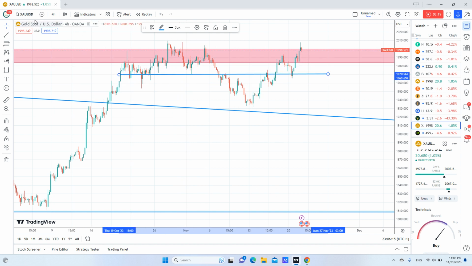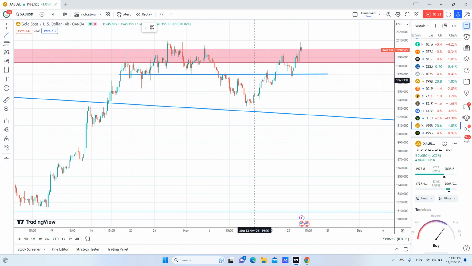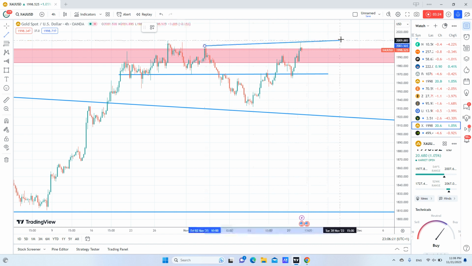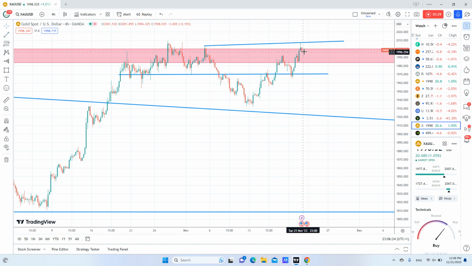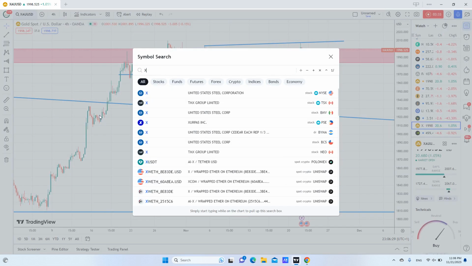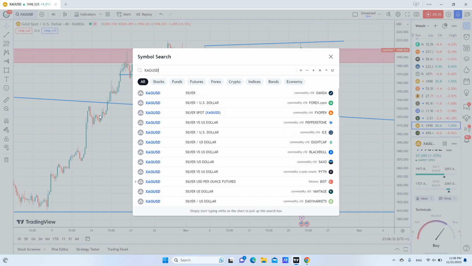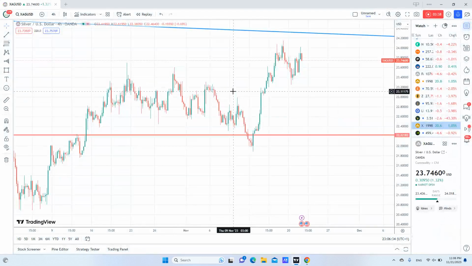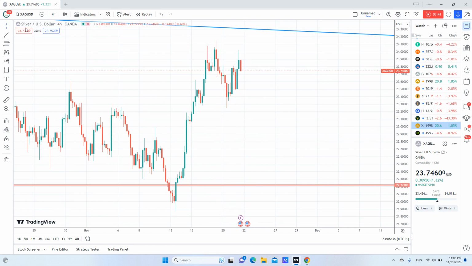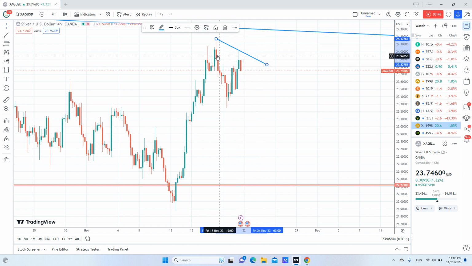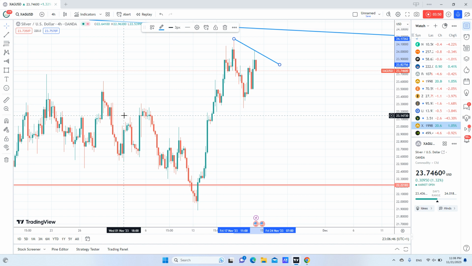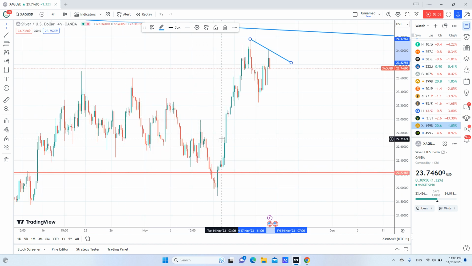And we can also look at silver, because here you can see that gold made a higher high while silver didn't. Actually, I will show you. Here is silver. It didn't, and it started going down from this order block here. And I think the same will happen to gold.